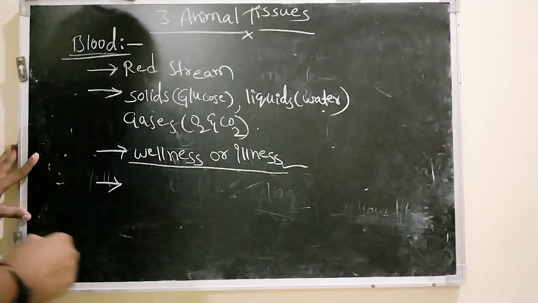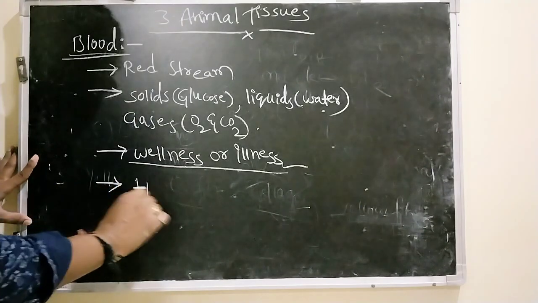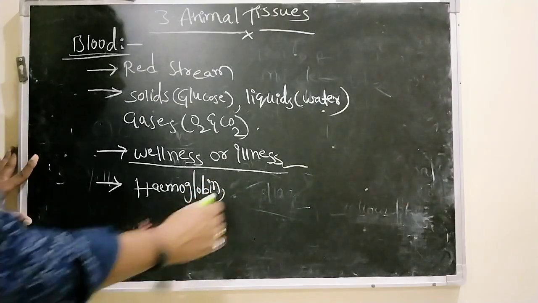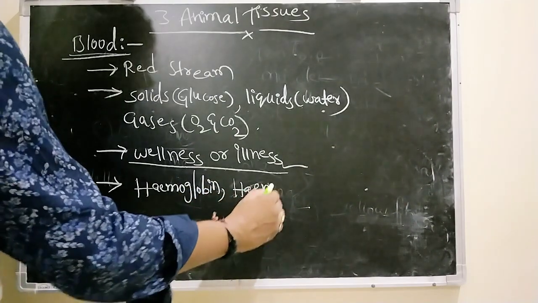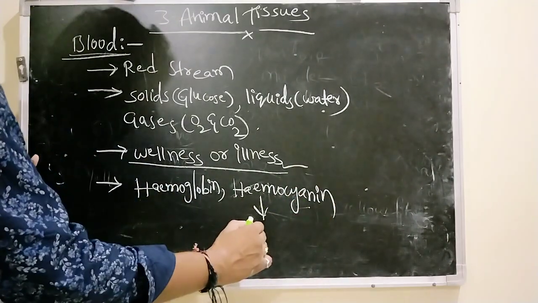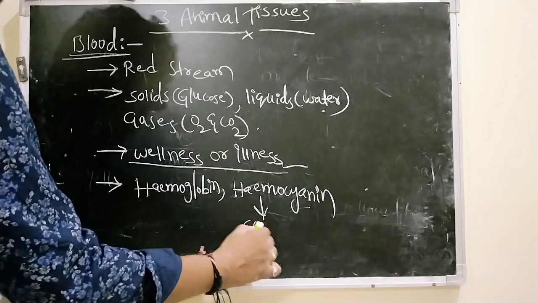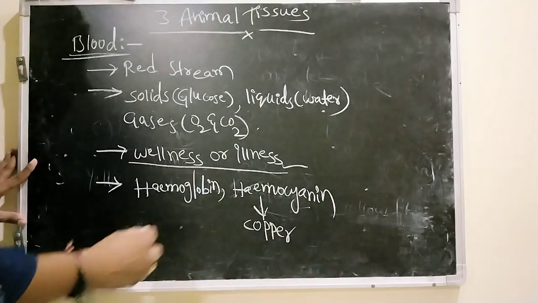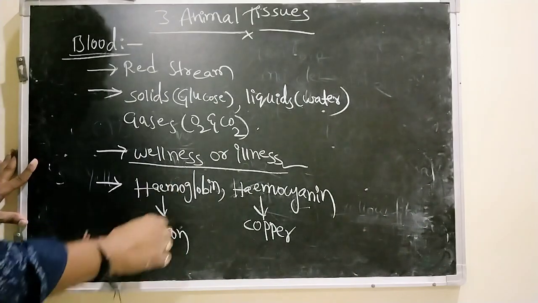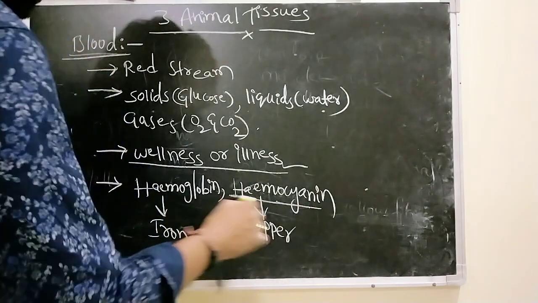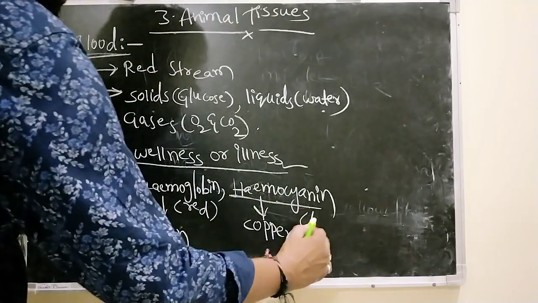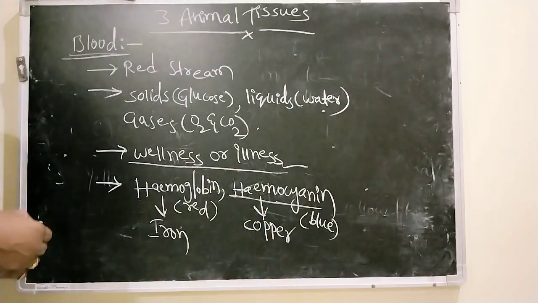It is really amazing that blood is red in color because of the presence of hemoglobin, and we also see blue colored blood in snails because of the presence of hemocyanin. This contains copper as the element, and here iron. In hemoglobin, heme means iron, and because of hemocyanin the blood is blue in color. Here it is red, here blue, and we observe blue colored blood in snails.